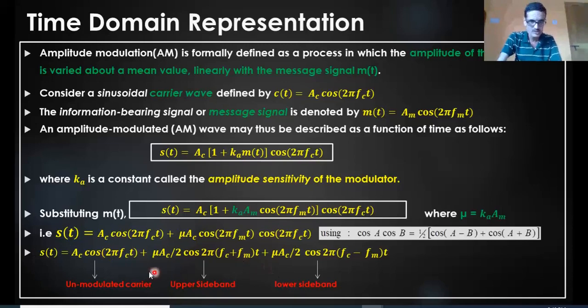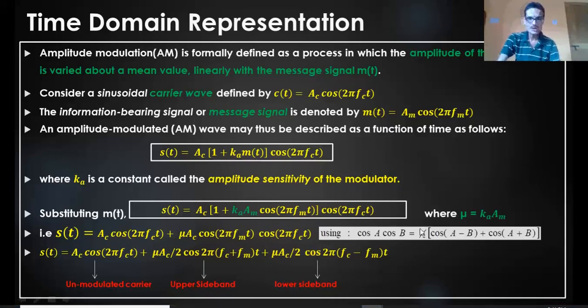And here also, just look at this term, both have the same amplitude, and both contain mu. That means instead of transmitting both the upper sideband and the lower sideband, we can eliminate one sideband and transmit only one sideband. Such methods are called single sideband transmission. If you transmit only one sideband by suppressing the other sideband and the carrier, we call that method single sideband in case of AM.